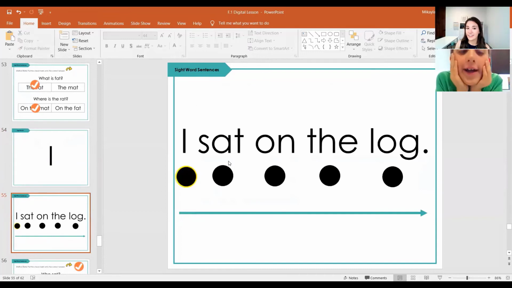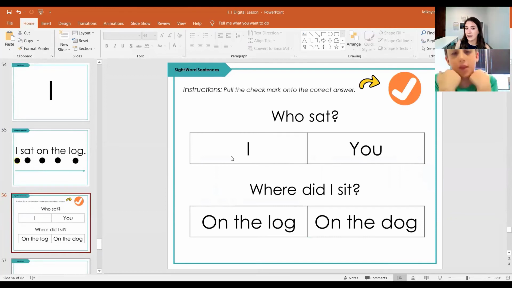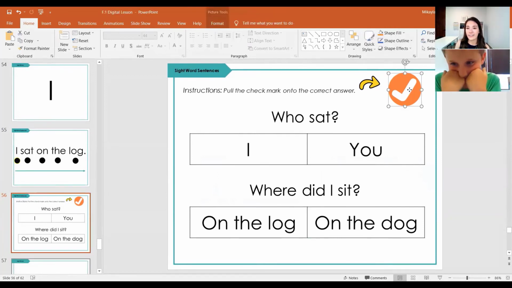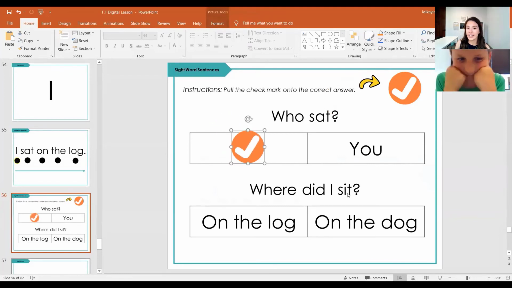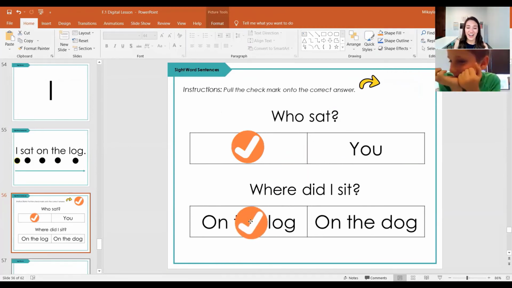What's this word? I sat on the log. Can you do it with me? I sat on the log. Who sat? I or you? I. Where did I sit? On the log or on the dog? On the log. On the log. That one was silly, huh?